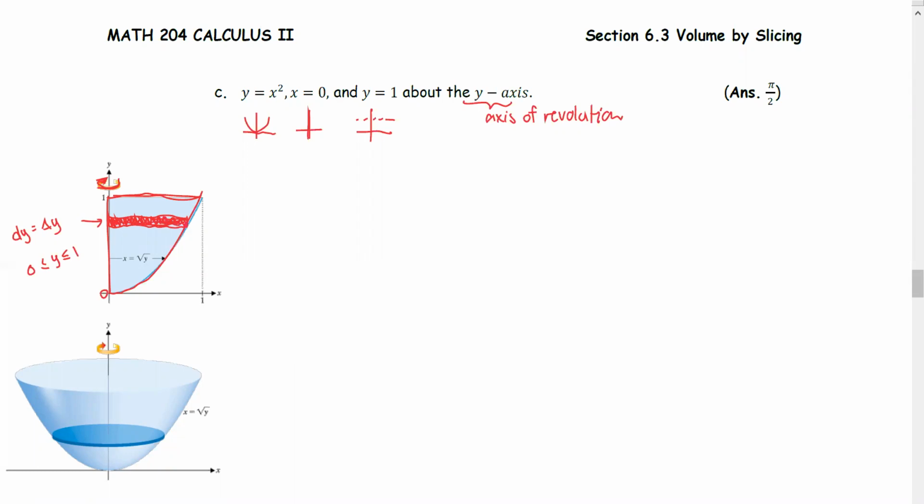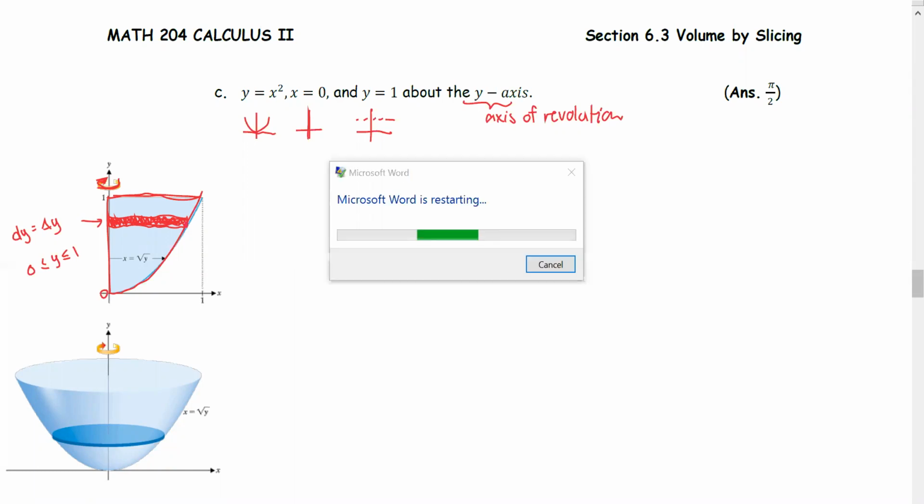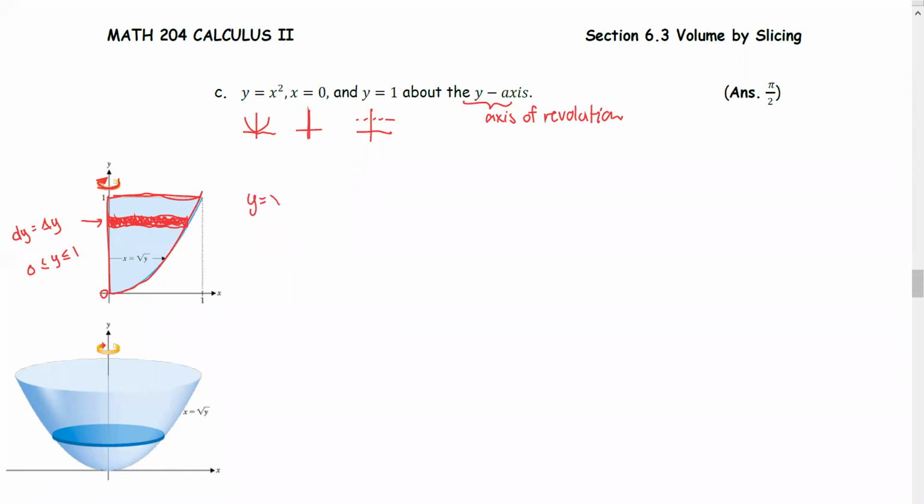So the function in x has to be rewritten as a function in y. So y equals x squared becomes x equals square root y. Next, the radius. The radius is the height of the bar measured from the axis of revolution. So the height of the bar is the difference of the right function and the left function.